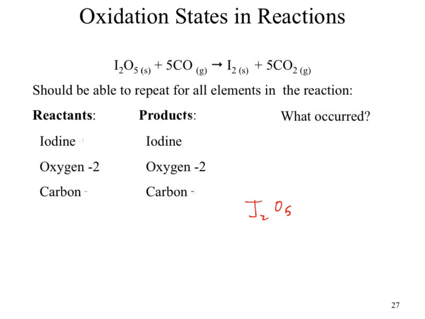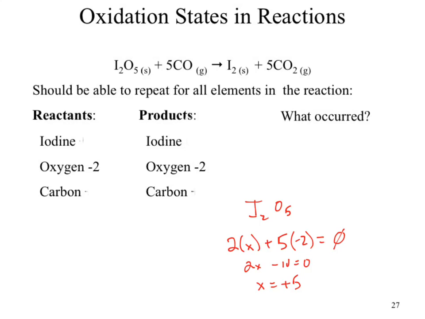Okay. For iodine as a reactant, there's 2 iodines. I don't know the oxidation state, plus the number of oxygens, 5 times its oxidation state, -2, which equals the overall charge in that unit, which is 0. 2x minus 10 equals 0. X equals +5. Okay. I've now done half of the questions that I need to solve for.